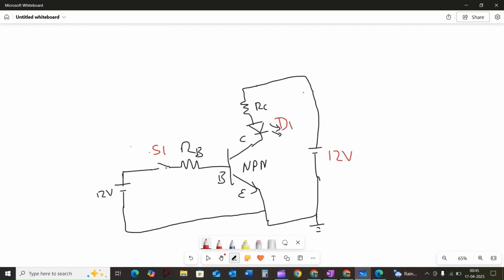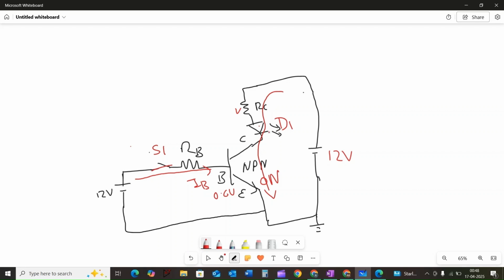This is switch S1. Let's close the switch. Now the current flows from the positive terminal to the base terminal of the transistor, creating a base current IB. Once the base potential reaches 0.6 volt, the transistor turns on. This allows current to flow from collector to emitter terminal through the collector resistor RC and through the diode. Once current passes through the diode D1, the LED gets on.